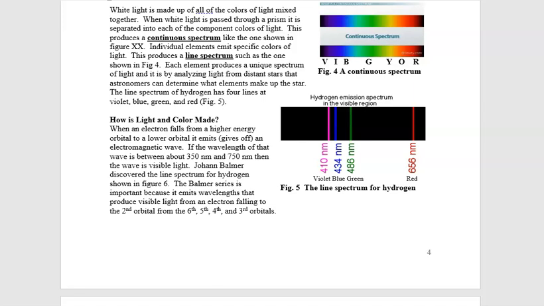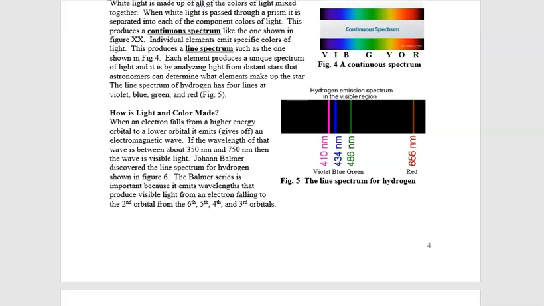Each element produces a unique spectrum of light, and it's by analyzing light from distant stars that astronomers can determine what elements make up the star. The line spectrum for hydrogen has 4 lines: violet, blue, green, and red. So that's the spectrum. That's kind of like the fingerprint. It tells you that it's uniquely hydrogen that has that particular line spectrum, and every element has its own unique line spectrum that identifies it as that element.